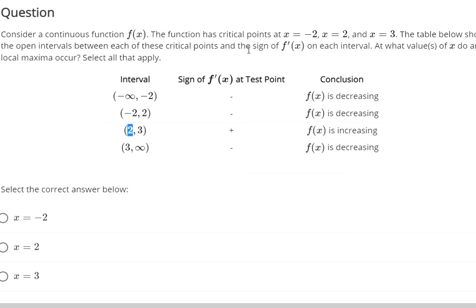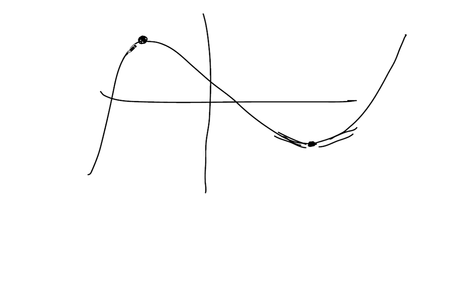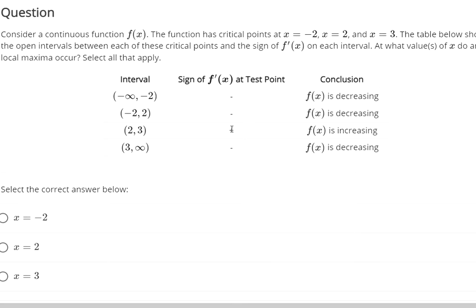This question is asking for x for local maxima, though. So a local maximum is a positive derivative that switches to a negative derivative. So at x equals 3, we were positive a little bit to the left, and then we were negative a little bit to the right. So that must mean we hit our maximum there.